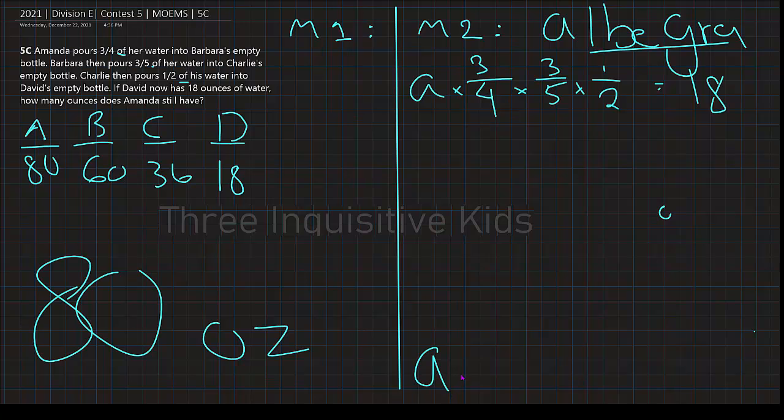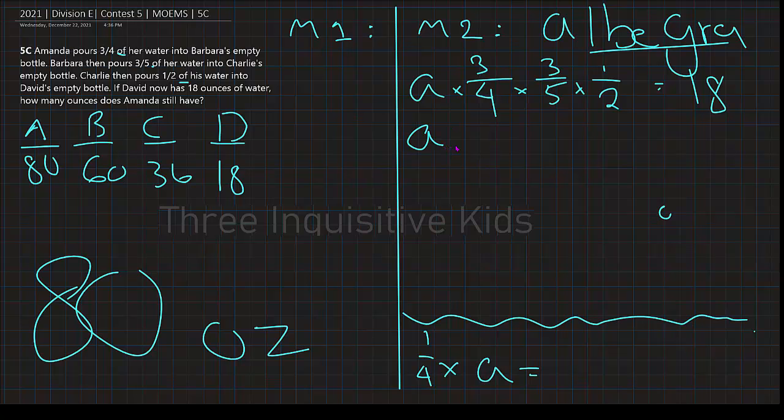Then we could multiply A by 1/4, because that's what she still has. So 1/4 times A is what we're trying to find in the end. So first, how can we start doing this problem? Let's first get all the numbers on the other side.